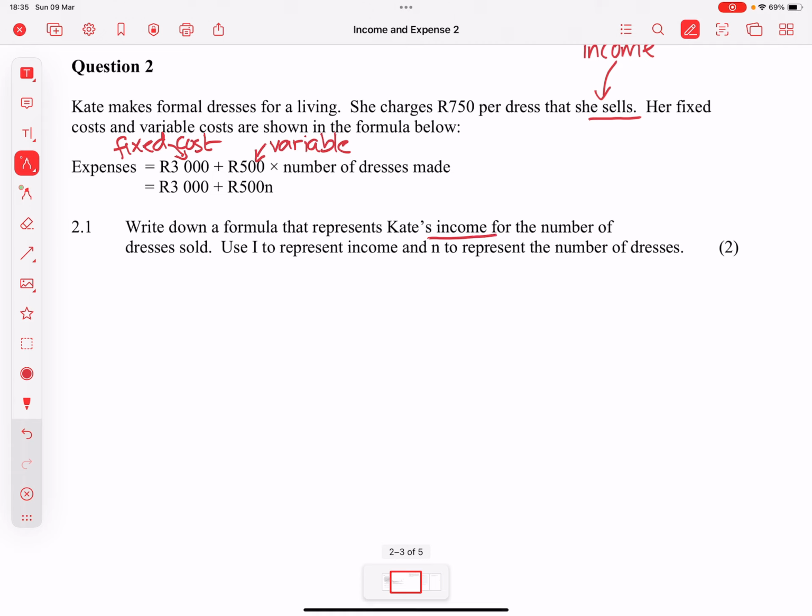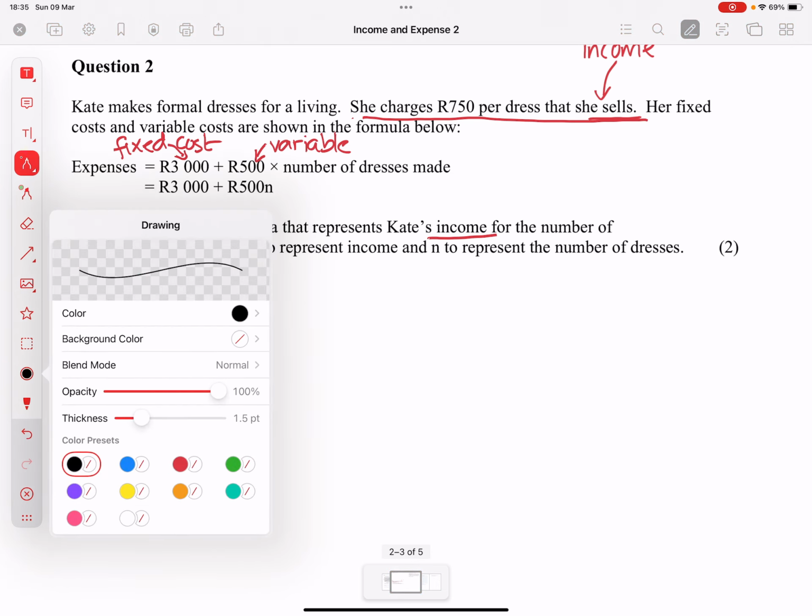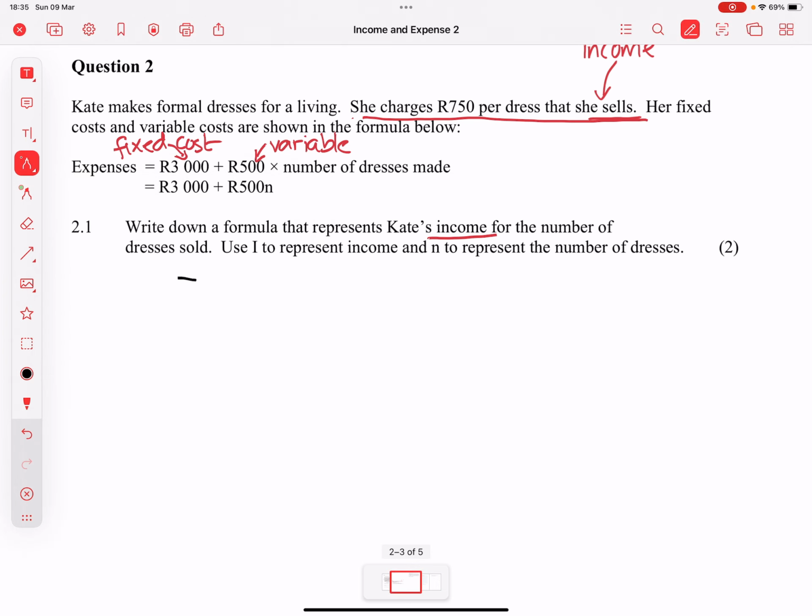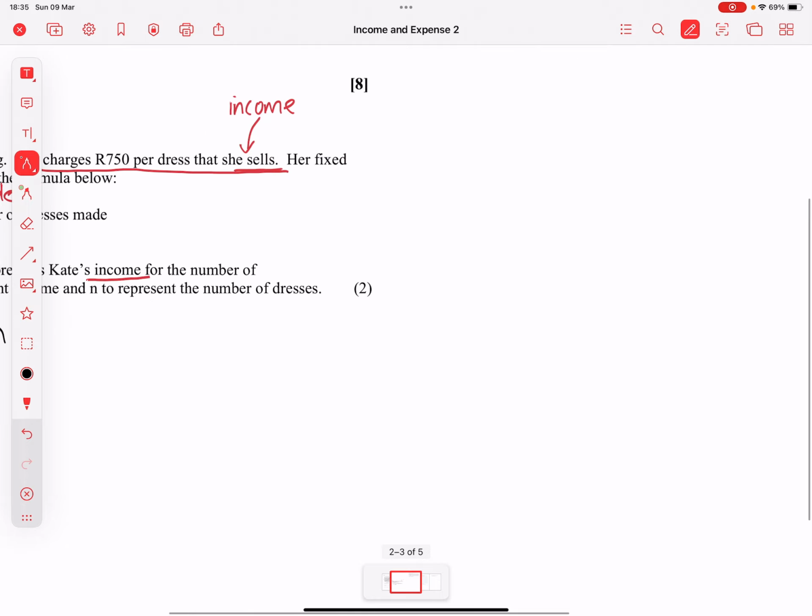So here we're going back to look at this particular part of the question, where you have 750 Rand that you are going to charge per dress. So my formula here is I, because they give you I standing for income, I equal to 750. You could say times the number of dresses, or you could just say 750N. Let's go and have a look at the next question.